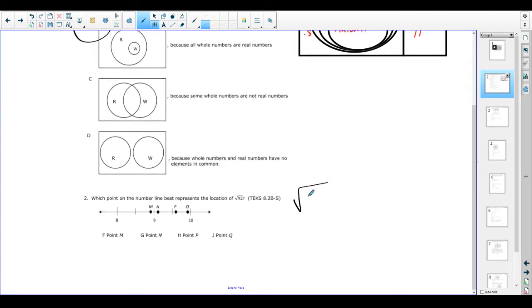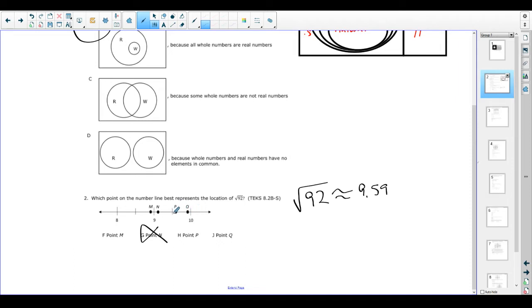Okay, number 2 is a little bit more straightforward. We just had to know what the square root of 92 was. Problem was, a lot of you, I think, just saw 92 and just assumed that was 9.2, and then you picked n, and that's awful. Don't do that. So let me get my calculator out here. Square root of 92. And that comes out to 9.59. So that's between 9 and 10.